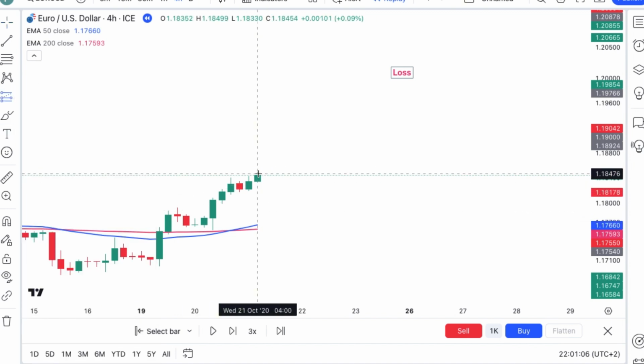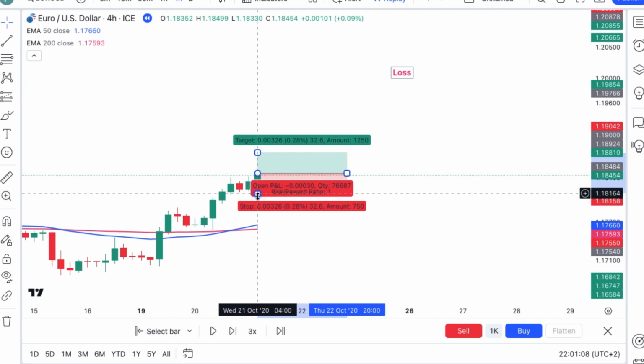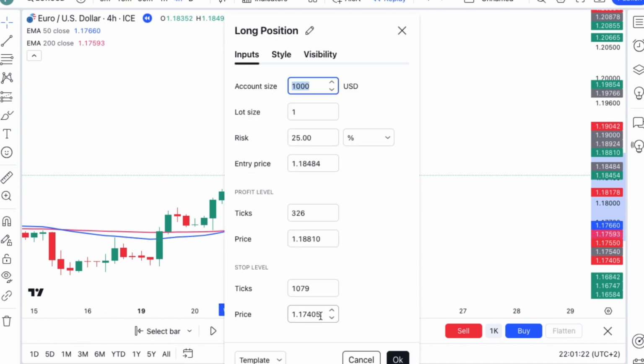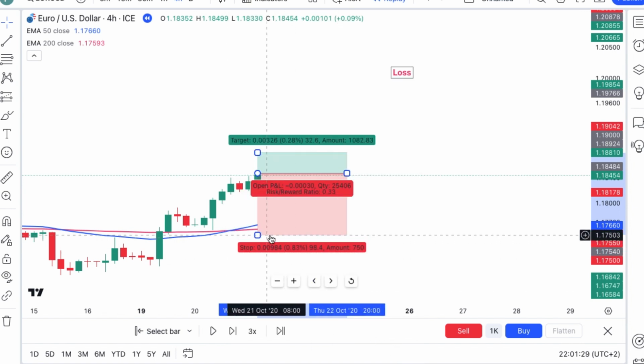Then I set my stops 10 pips below the 200 EMA for a long position. And if it was a short position, on the other hand, it would be 10 pips above the EMA. So here the 200 EMA is at 1.1760. So I set my stop loss at 1.1750. On TradingView, I just double click on the long position there.